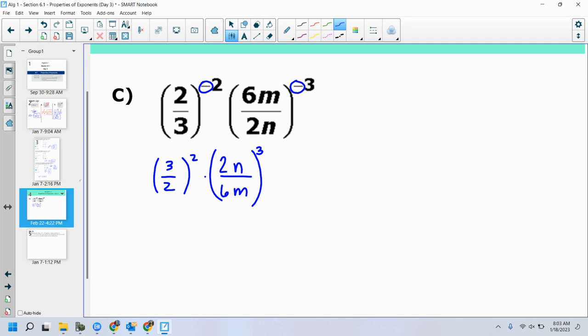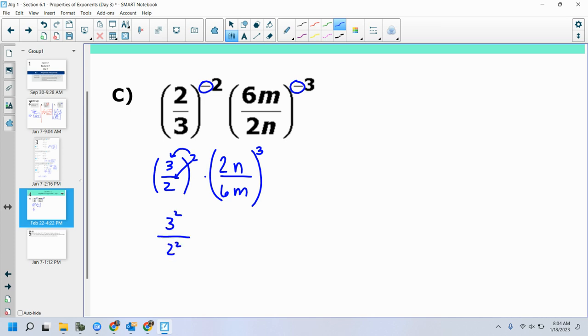What do I do with the power of 2 and the power of 3 here? Zach? Distribute it. Good. Yeah, you distribute it. So I am going to distribute the 2 in here to make that a 3 squared over 2 squared.